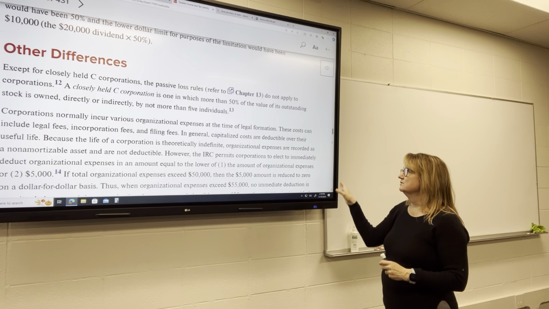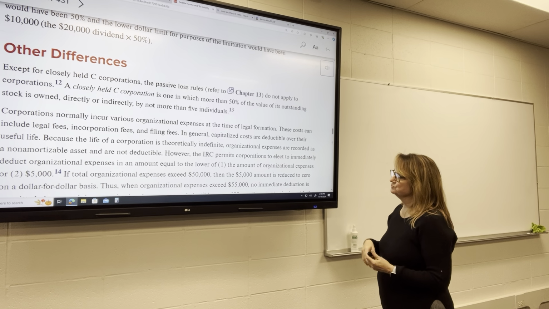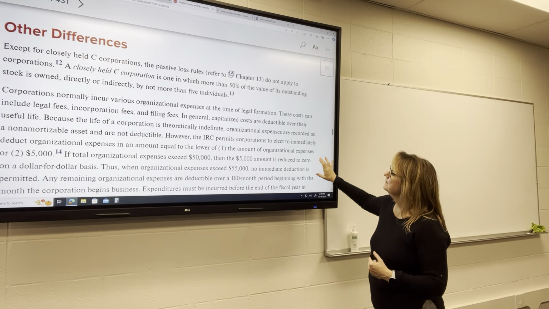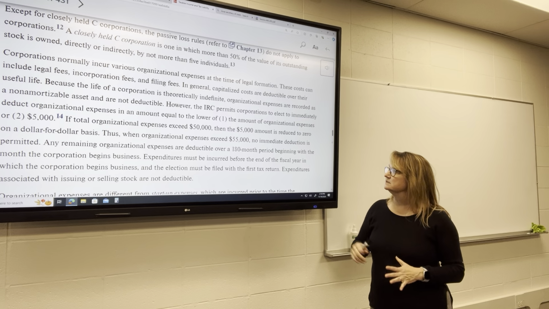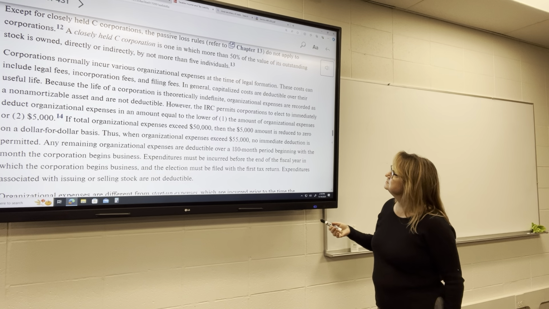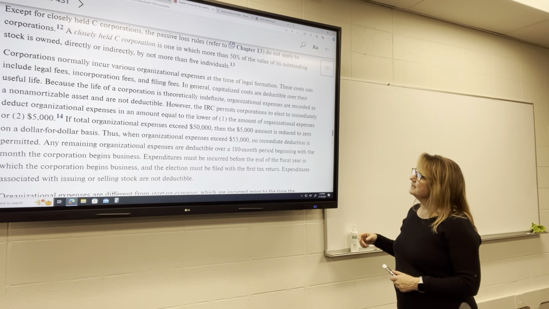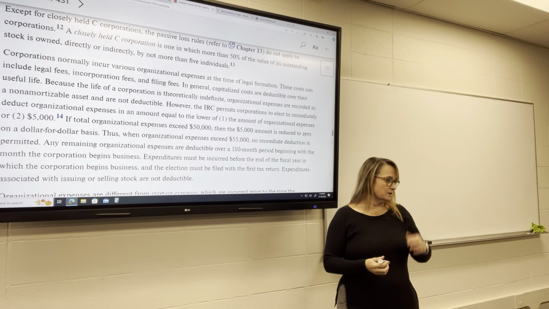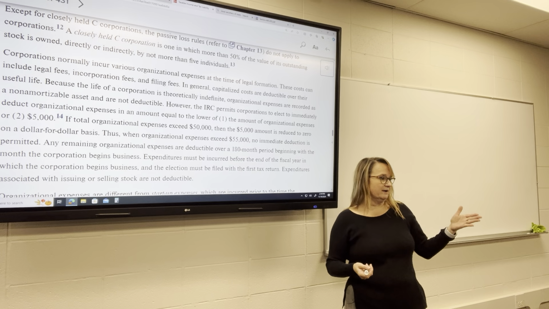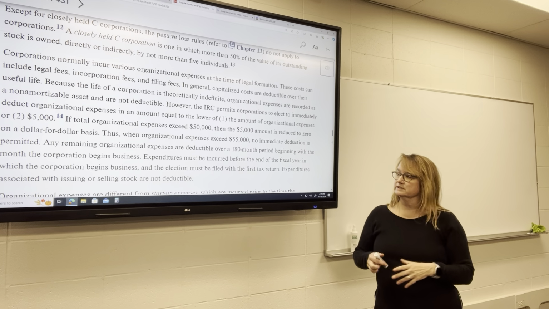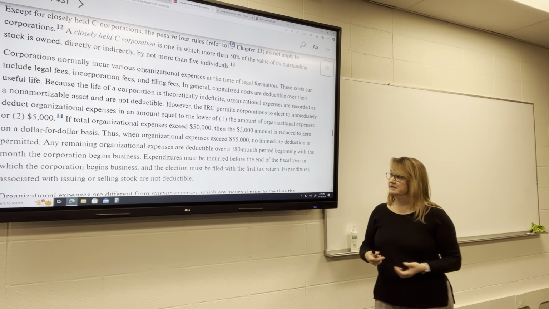We didn't really talk about the passive loss rules in the chapter, because we didn't cover chapter 13, but there are no passive loss rules with regard to corporations. One of the things, okay, so when you form a company, and this applies not just to corporations, these are startup expenses. Normally when you first start a corporation, you've got all of these expenses, but you don't have any income yet to offset those expenses. You are still allowed to deduct some of those expenses.